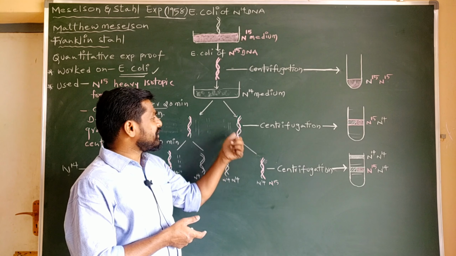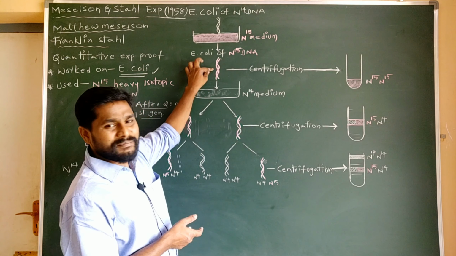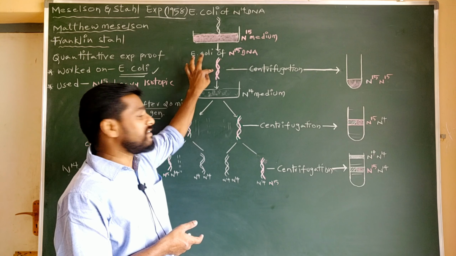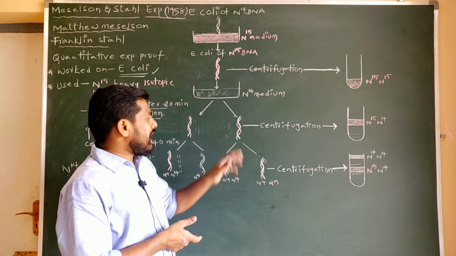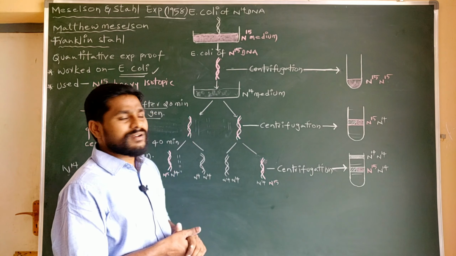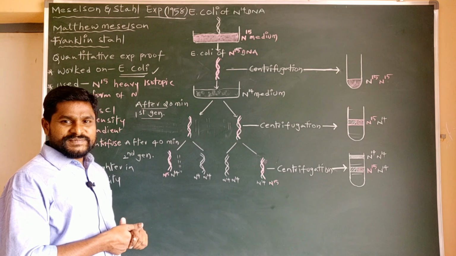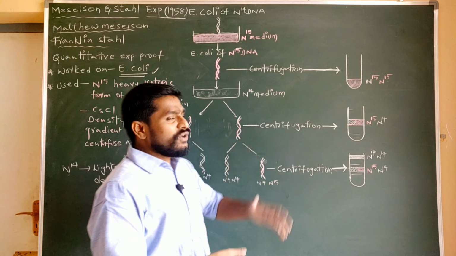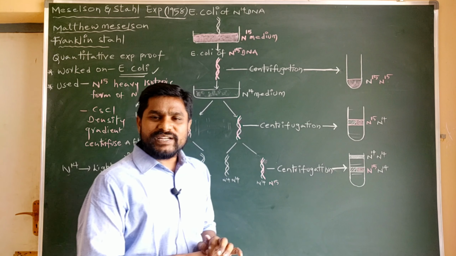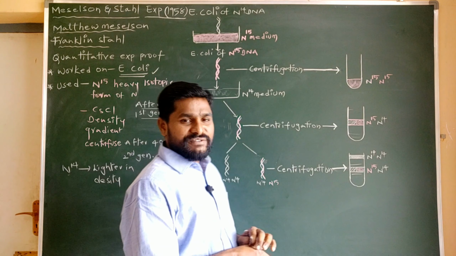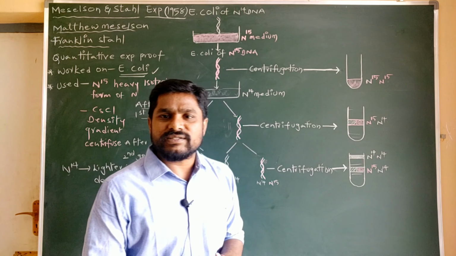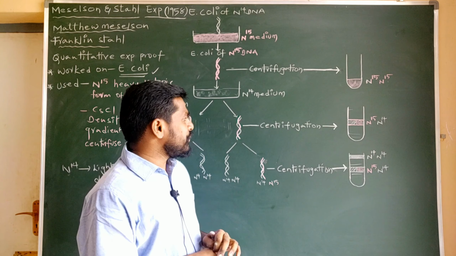The DNA is having one strand of parent type. Parent type means N15 strand, and one strand is normal type, meaning N14 strand, as the E. coli cells are grown on N14 medium. At this stage also, they allowed this isolated DNA of first generation E. coli cells to centrifugation by using cesium chloride density gradient centrifuge.